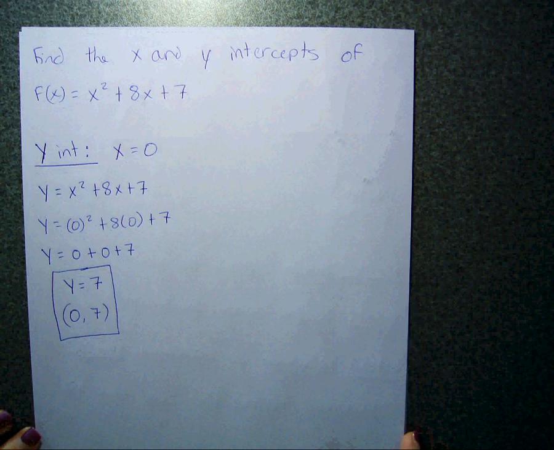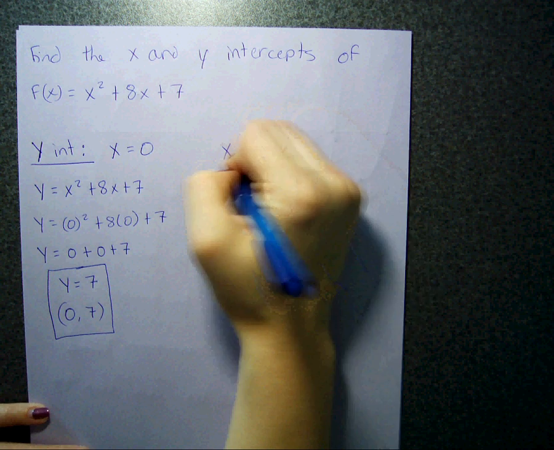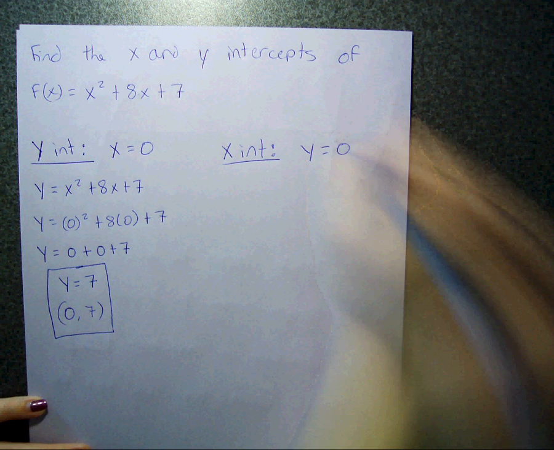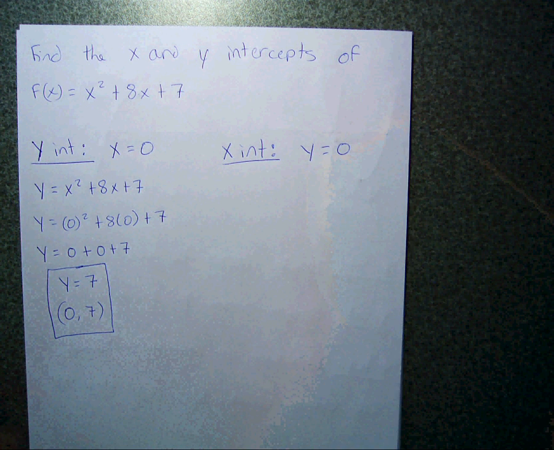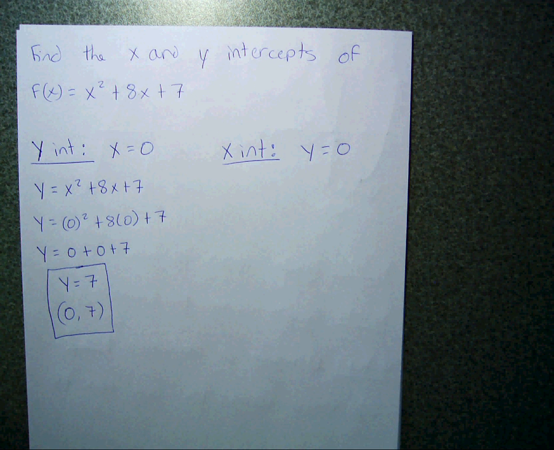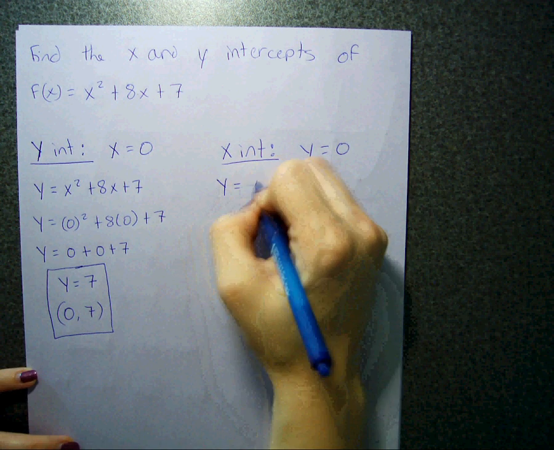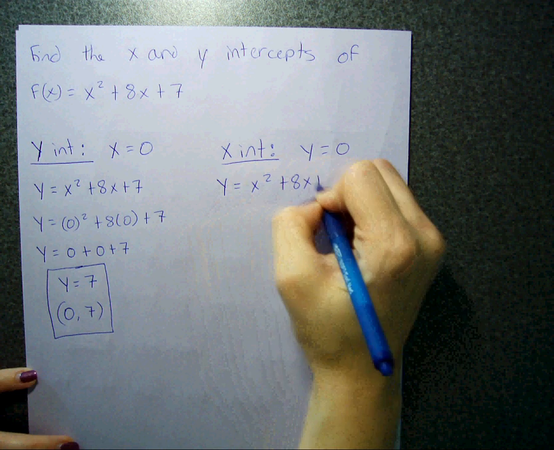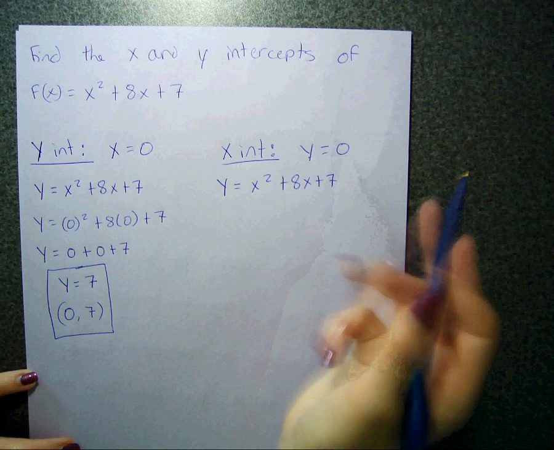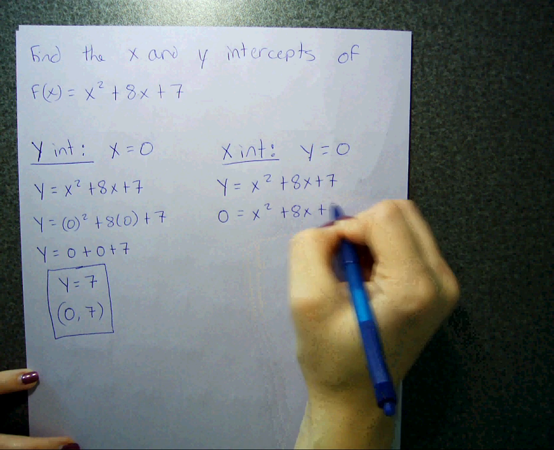Okay. So to find my x-intercept, we know that at the x-intercept, the y value of that coordinate is 0. So at the x-intercept, y equals 0. And again, I'm going to use that to solve. So I have y equals x squared plus 8x plus 7. And to find the x-intercept, I know y equals 0, so I'm going to plug that in. So I have 0 equals x squared plus 8x plus 7.